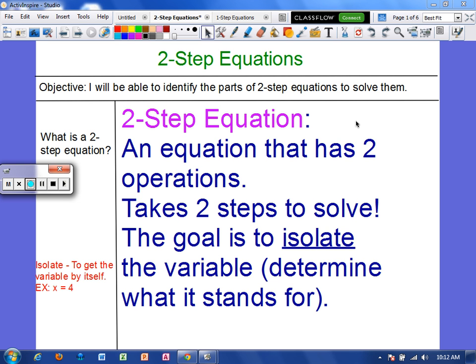Make sure you write down everything you see on the screen. Your objective: I will be able to identify the parts of two-step equations to solve them.